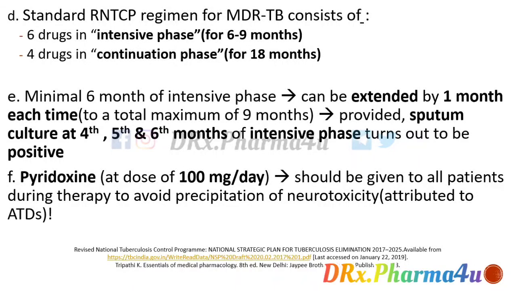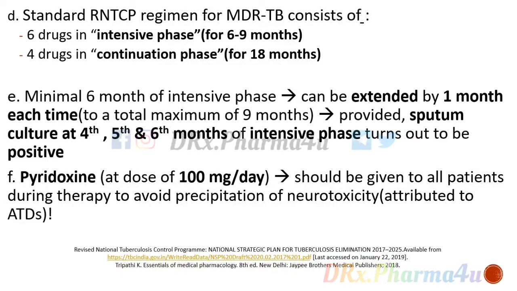The standard RNTCP regimen for multi-drug resistant tuberculosis consists of 6 drugs in intensive phase for 6 to 9 months and 4 drugs in maintenance or continuation phase for 18 months. So you can imagine how long this therapy will be. It is approximately 24 to 27 months, which means approximately 2 years or more. The minimal 6 months of intensive phase can be extended by 1 month each time to a total maximum of 9 months, provided the sputum culture at the 4th, 5th, and 6th month turns out to be positive.